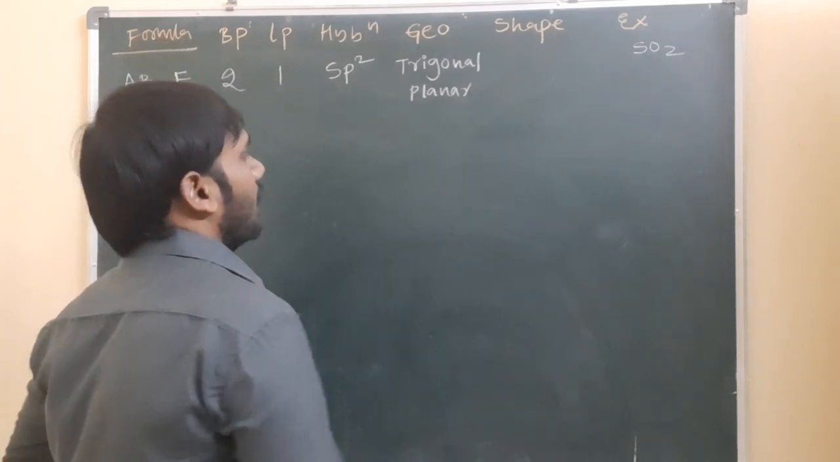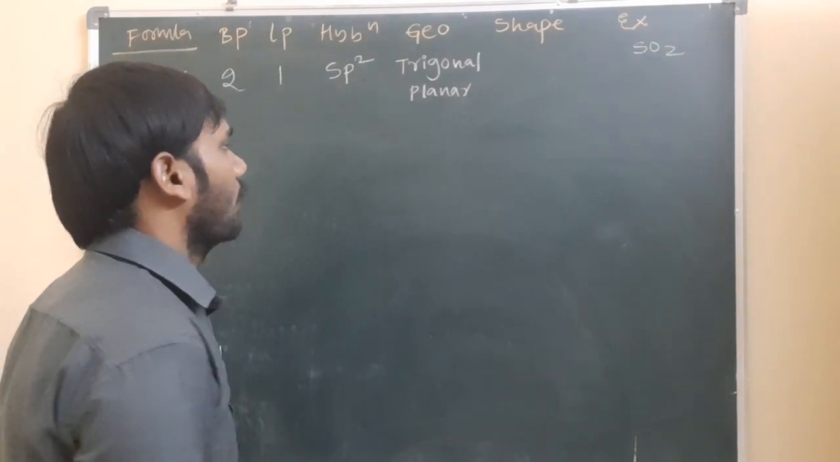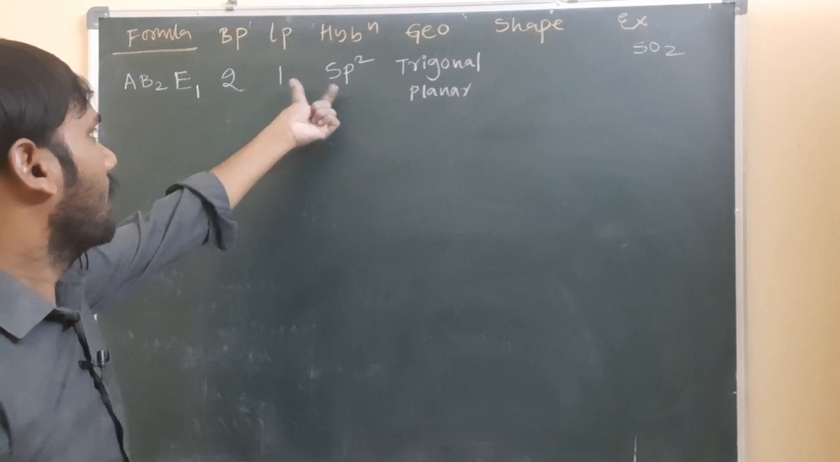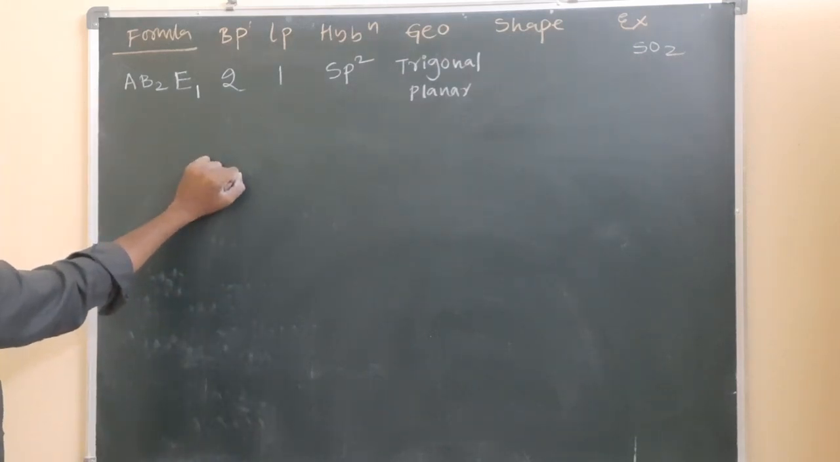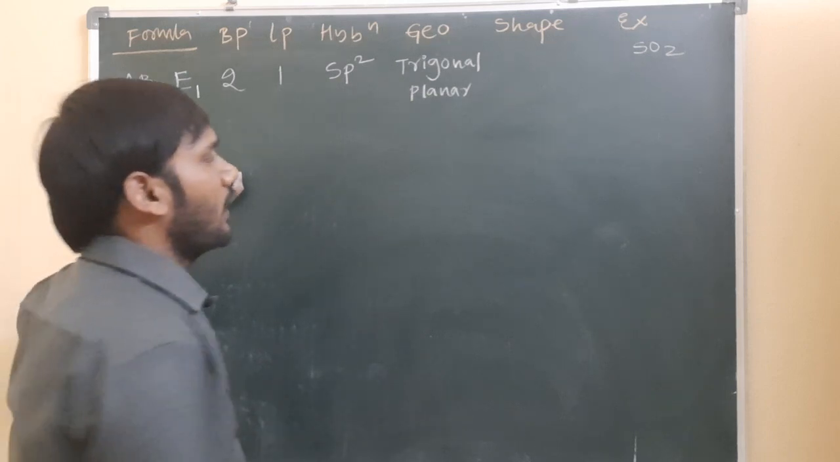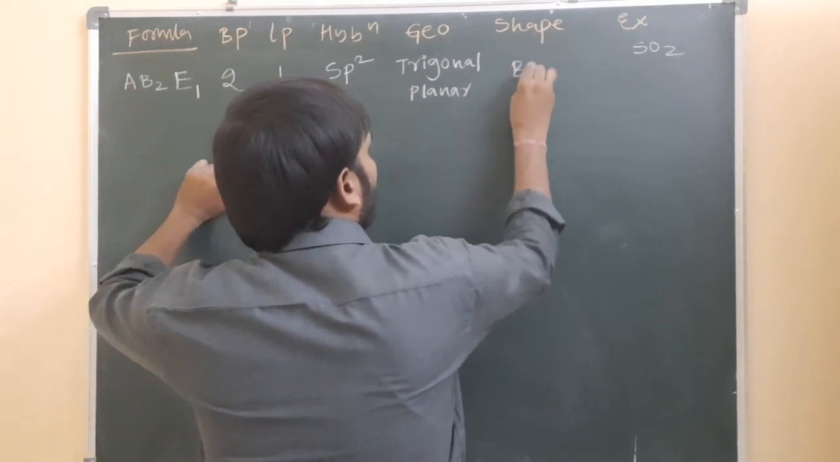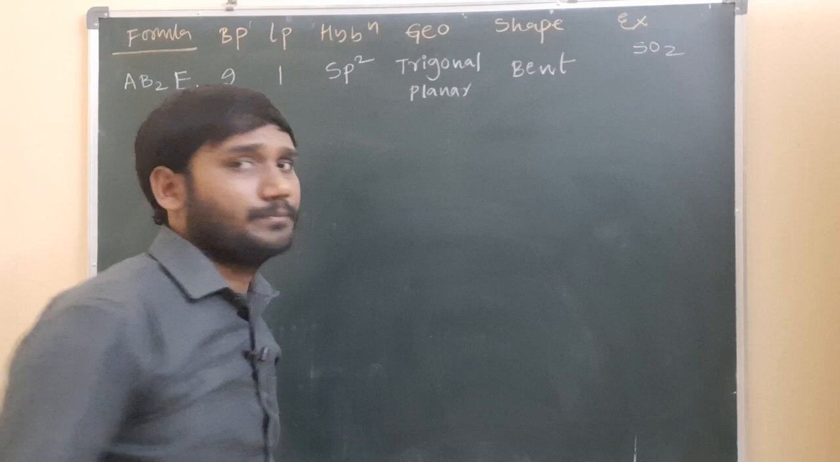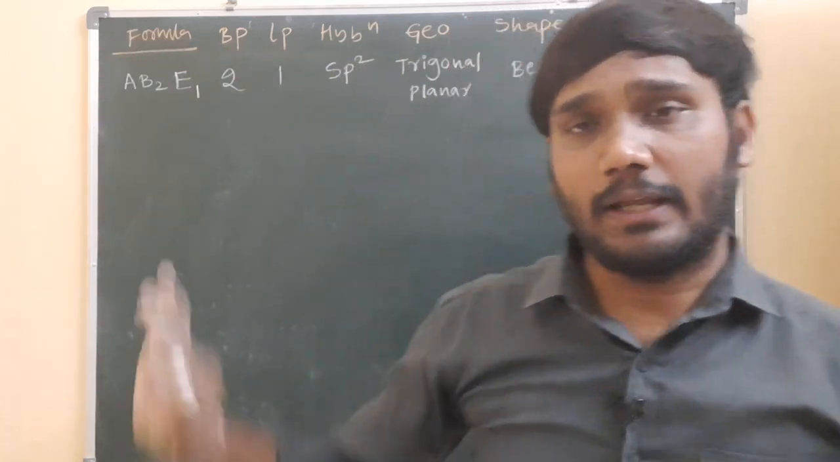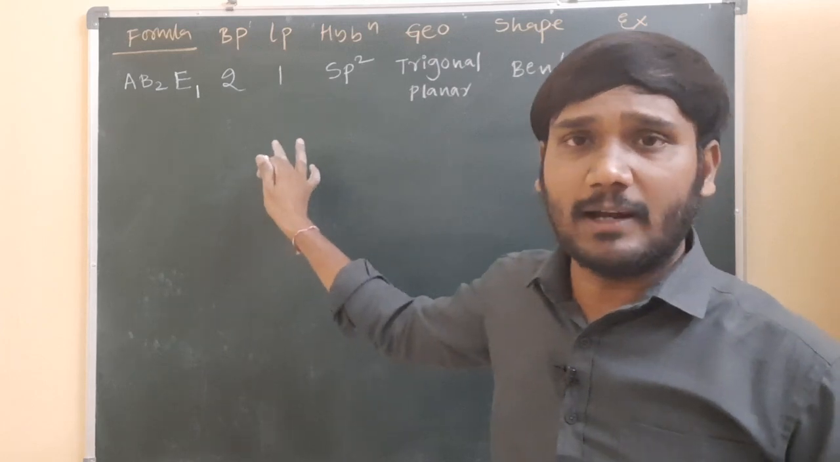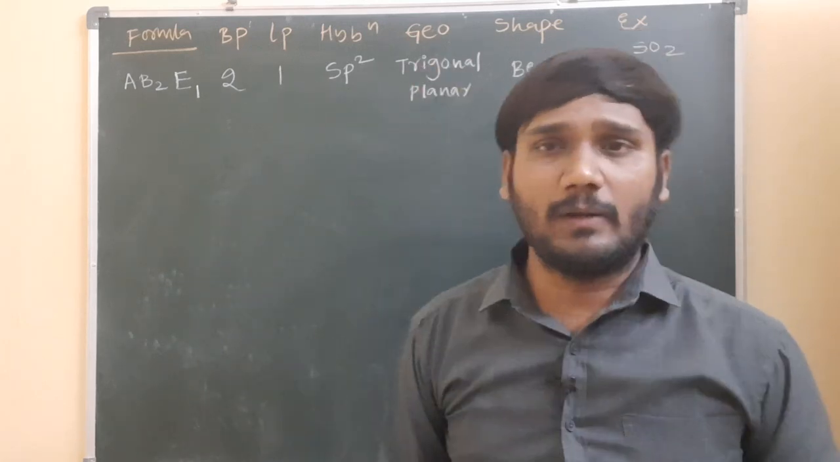Next one, shape of the molecule. 2 bond pairs and 1 lone pair are present. The shape of the molecule is bent shape. See here, bond pairs and lone pair are present. If lone pairs are not present, at that time geometry and shape will be equal.